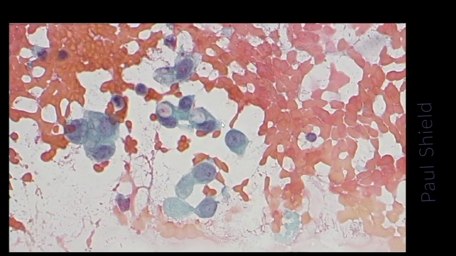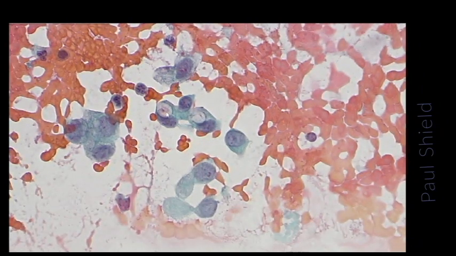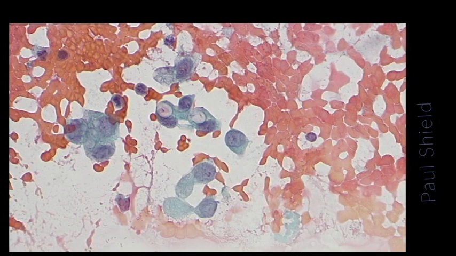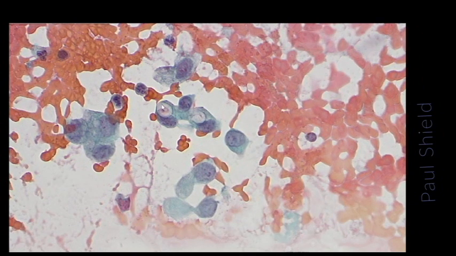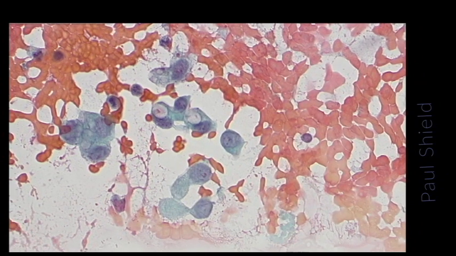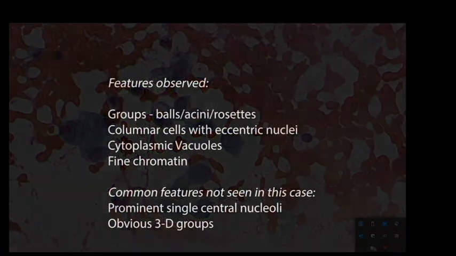And you can also see that these cells have quite fine chromatin patterns, and again that's a characteristic of adenocarcinoma as compared with, say, squamous cell cancer that has very coarse chromatin. You can also see down the bottom here again that nice columnar shape to the cells, so I'm pretty happy that this is a metastatic glandular cancer, and they're the most common type of metastasis to nodes.